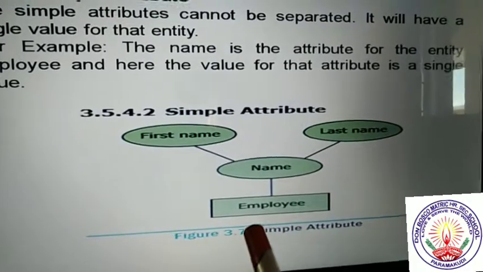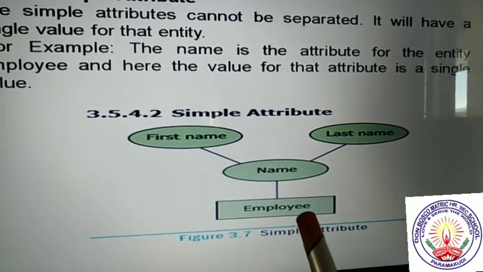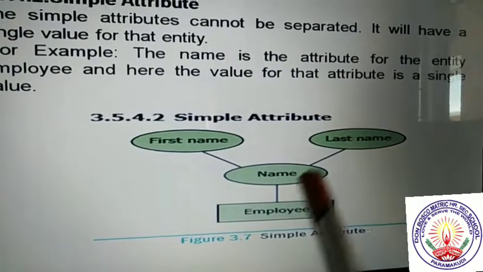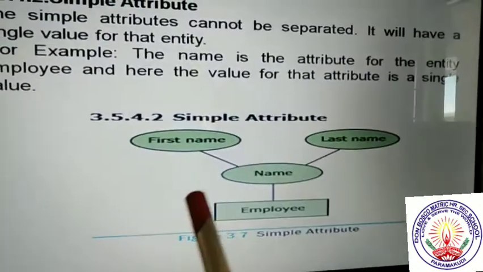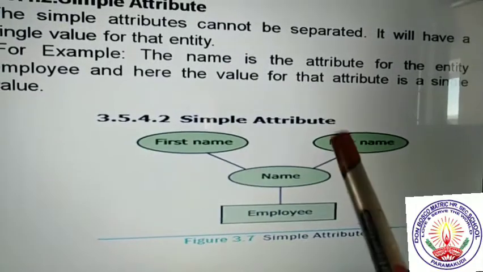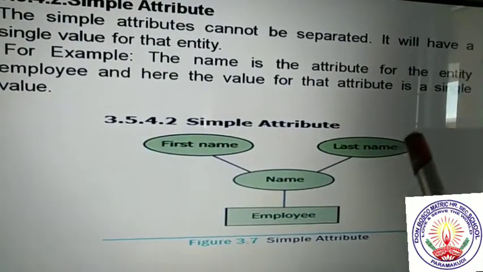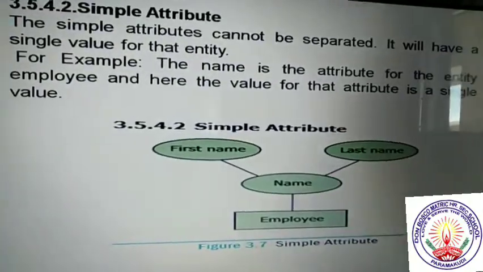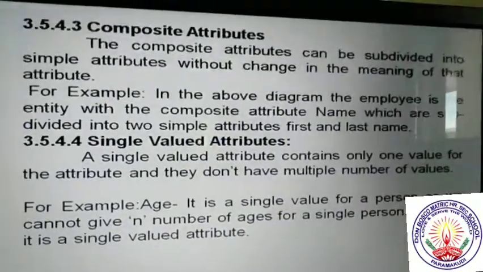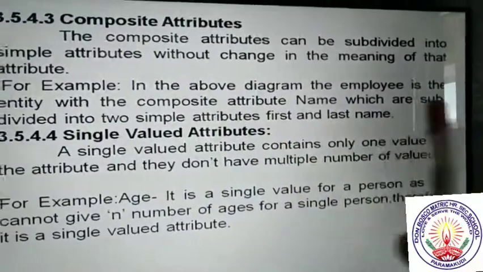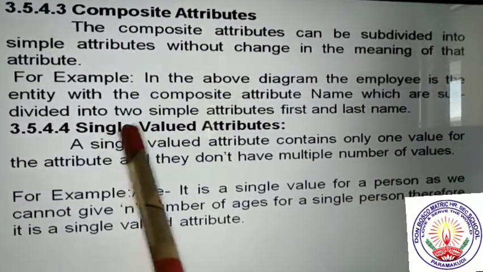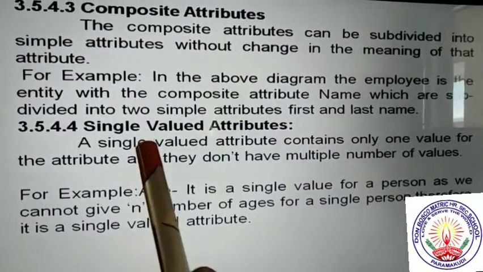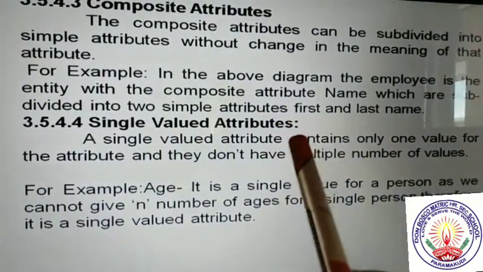So here we are creating one entity, the employee. Employee means we should get their name, and if you get their name we have to separate it. So here the first name and last name, these are the composite attributes. In the above diagram, the employee is the entity with the composite attribute name, which is subdivided into two simple attributes, first and last.